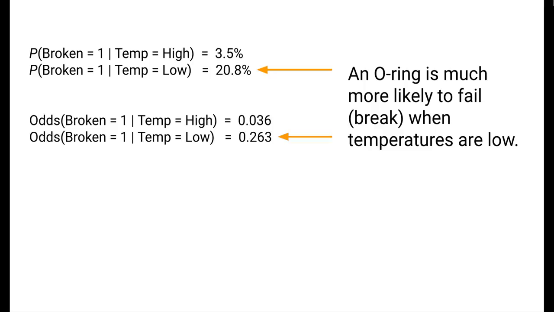So let's form some conclusions from these calculations. Whether we look at the probability of an O-ring being broken or the corresponding odds, we see that an O-ring is much more likely to break when the temperatures are low as compared to when the temperatures are high. The 20.8% conditional probability is much higher than the 3.5%, and the 0.263 odds is much higher than the 0.036 odds. So it turns out that all of this information underpins an infamous event in NASA's history.